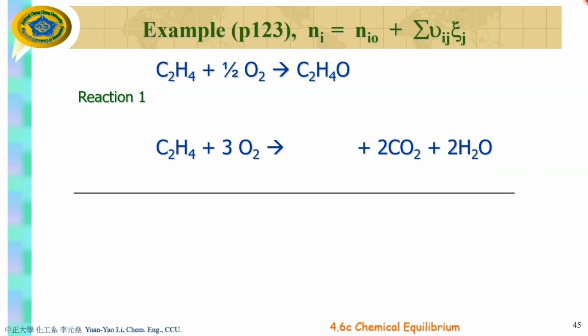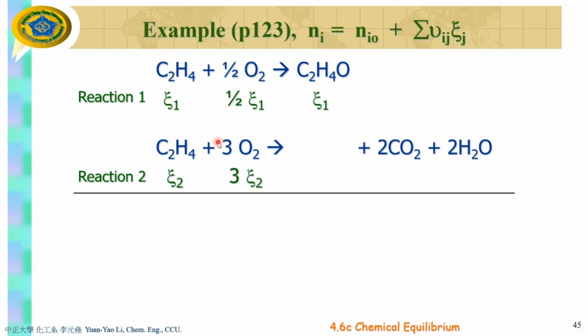So this is reaction 1. We have a different extent of reaction. We call this Xe1, and this will be half Xe1. This will be 1 Xe1. And then how about reaction 2? We will have a different extent here. We call it Xe2. If this is Xe2, then this will be 3 Xe2.